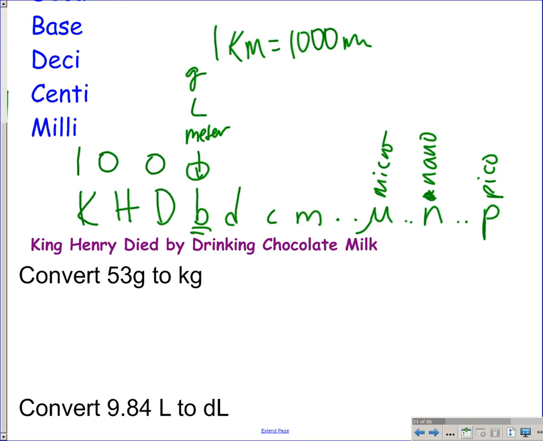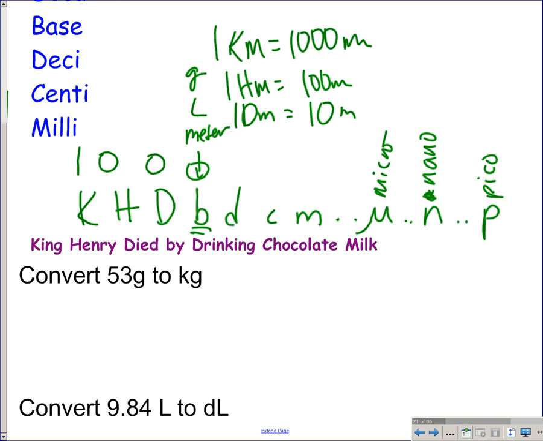So how about 1 hectometer? How many meters? 100. And 1 decameter? 10. See how the numbers go down? As you go to the right side of the base units, these are smaller units. So you know this. You know in 1 meter, meter stick, how many little centimeters are in 1 meter stick? 100 centimeters, how many millimeters? 1,000.